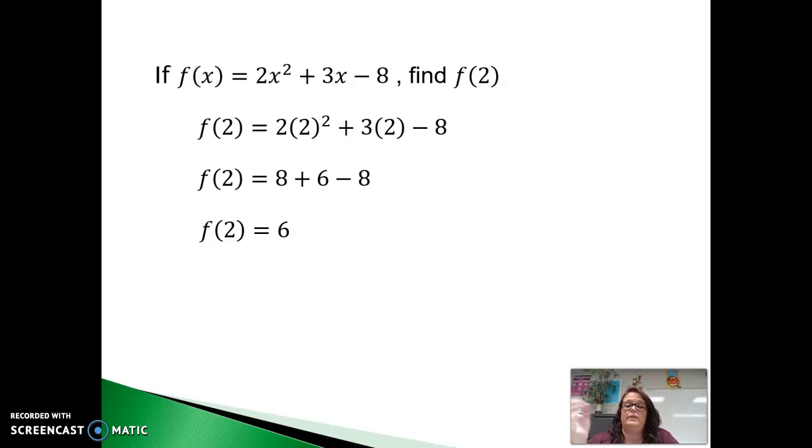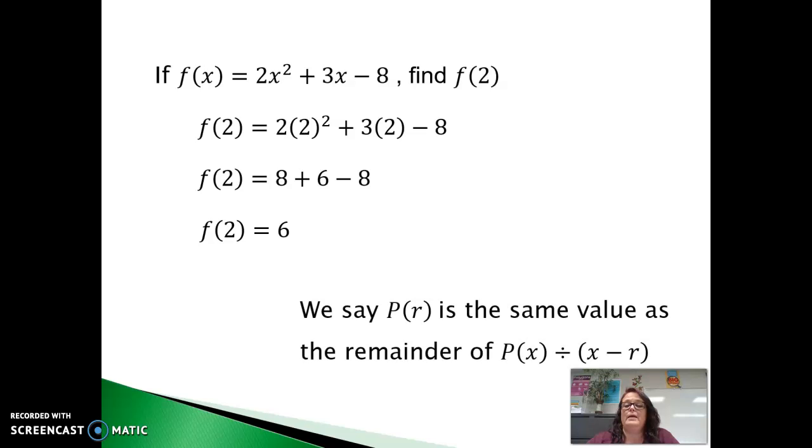And what I want you to notice is in the previous, I divided the dividend by x minus 2, and I got a remainder of 6. And now I plugged in 2, and I got the function to equal 6, where x is equal to 2. And so what we say is that that polynomial at that r value is the same value as when I divide the polynomial by x minus r. So f of 2 was the same as the remainder of f of x divided by x minus 2.